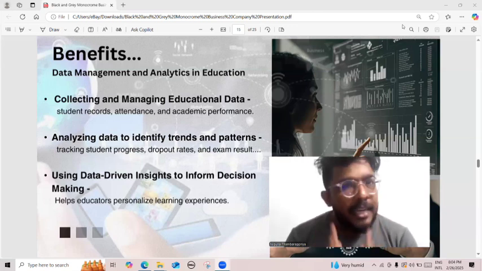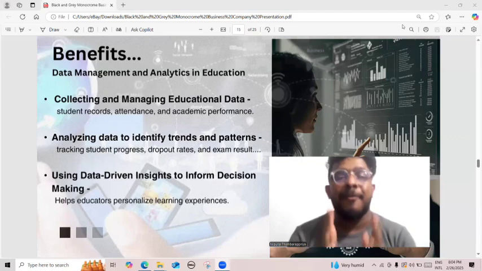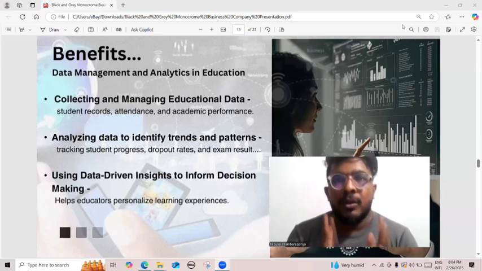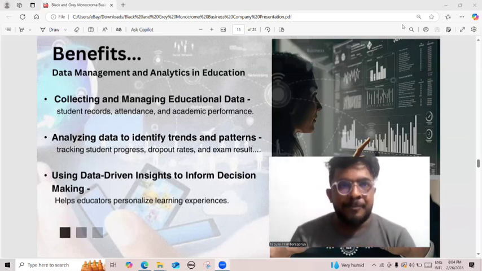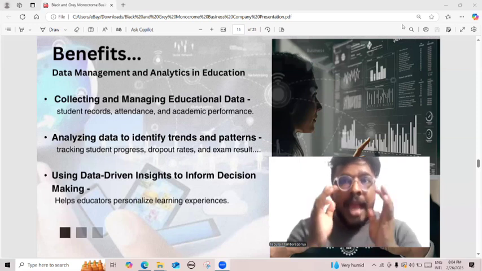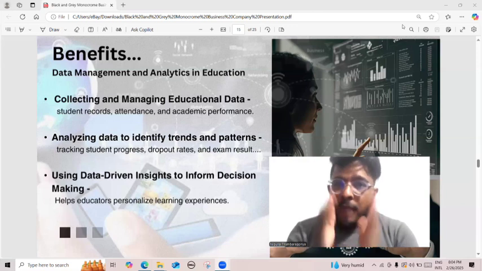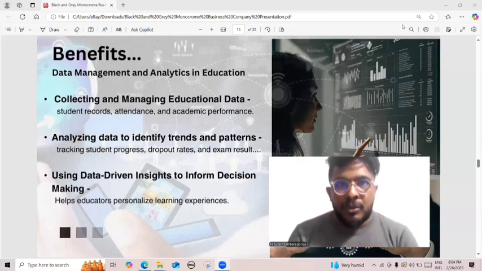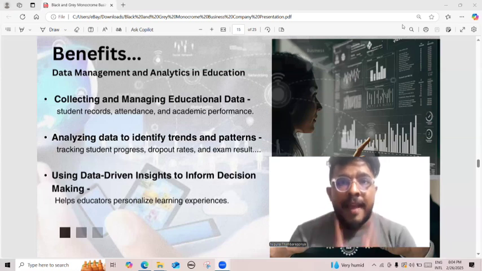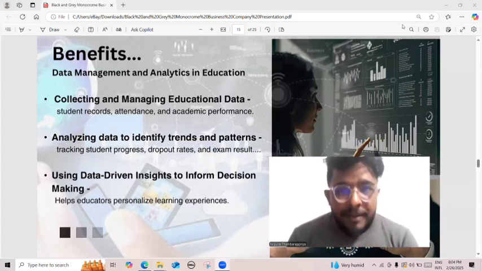Next one, analyzing data to identify trends and patterns. A management information system allows educational institutions to analyze data effectively to identify key trends and patterns. By tracking student progress, dropout rates, and exam results, educators can gain valuable insights into learning outcomes. These trends help in evaluating teaching methods, improving curriculum design, and understanding student behavior.